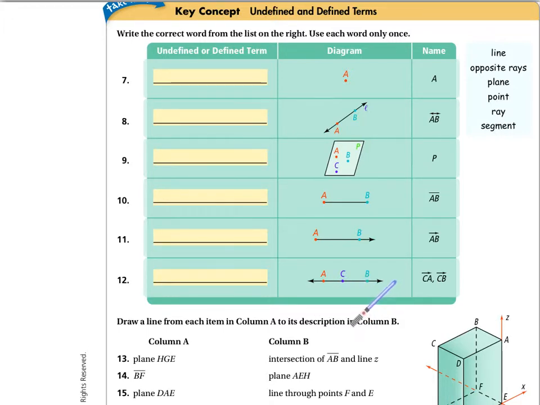You have to pay attention to details. This notation over here to the right is incredibly important. If you use this notation right here for a line segment when we're talking about a ray, you're going to get it wrong. So your job today is to study the notation along with the picture, along with what the definition of that item is.